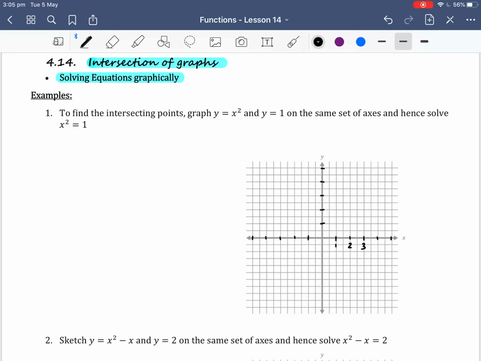So this is the point 1, 2, 3, 4, 5, minus 1, minus 2, minus 3, minus 4, and minus 5, 1, 2, 3, 4, 5. Alrighty, so our parabola goes to the point 1, 1, and minus 1, 1, and then goes to the point 2, 4, and minus 2, 4. Okay, so this is what our parabola looks like, and it goes to the point 0, 0.